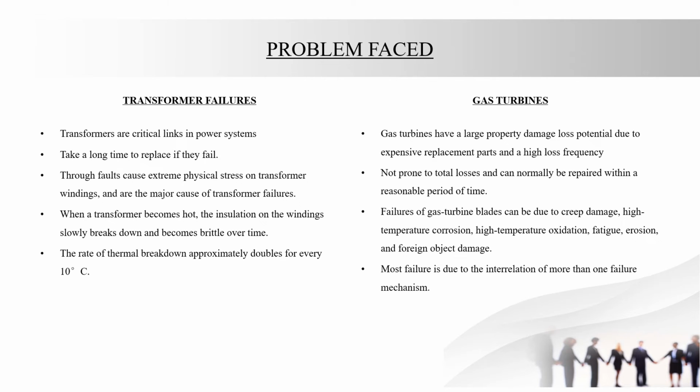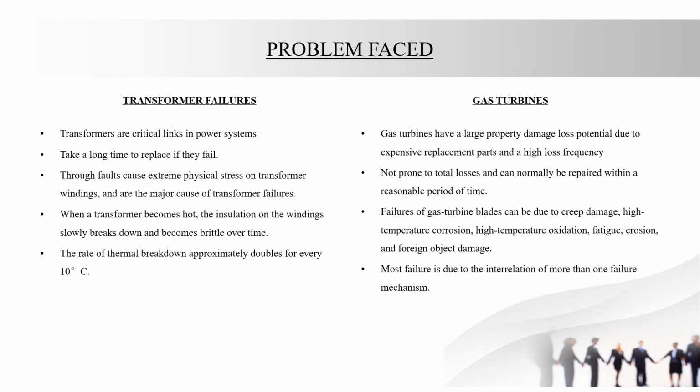Next, transformer failure. Transformers are a critical link in the power system. They take a long time to replace if they fail. Through faults cause extreme physical stress on transformer windings and are a major cause of transformer failures. When a transformer becomes hot, the insulation on the windings slowly breaks down and becomes brittle over time. The rate of thermal breakdown approximately doubles for every 10 degrees Celsius.